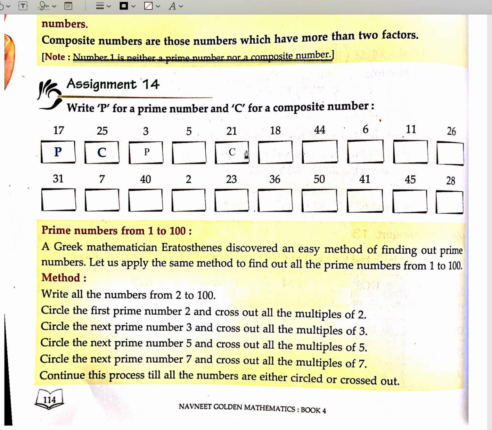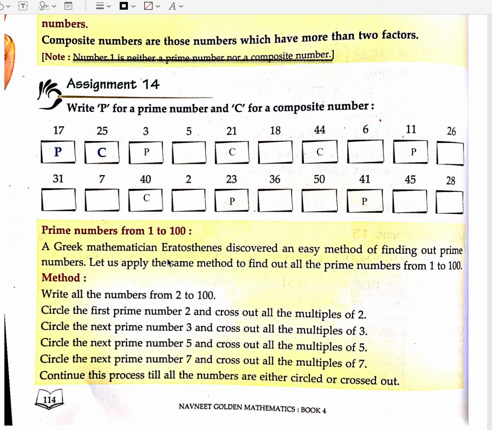Now 44 is again a composite number. 11 is a prime number because it has no other factors than 1 and 11. 40 is composite because it has other factors such as 4, 2, 10. 23 is prime. 41 again prime.